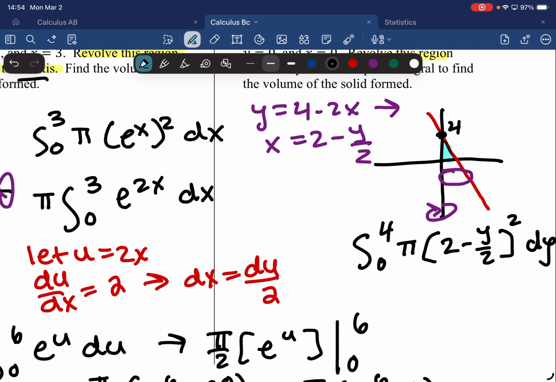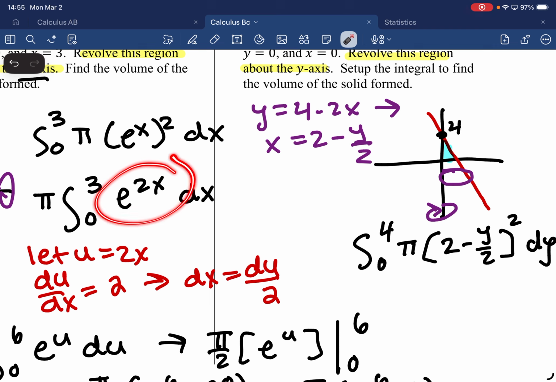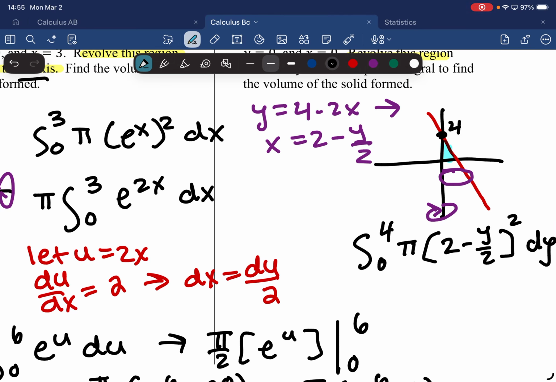Okay, so if you were to integrate this by hand, you need to simplify the square just like we did over here for e to the x. However, for this one, this is not as simple as just giving the square to each term. You would have to rewrite this in parentheses, and that square means we write it how many times? Twice. We write the parentheses twice, and then we do what method to simplify? FOIL method. Okay. So if you want to practice that on your own time, you should get 16/3 pi.